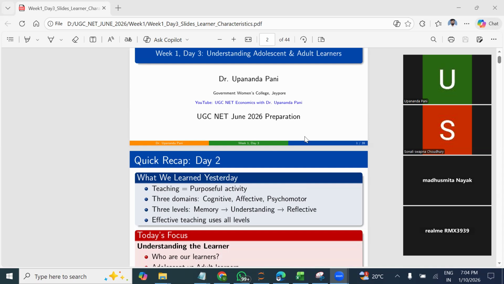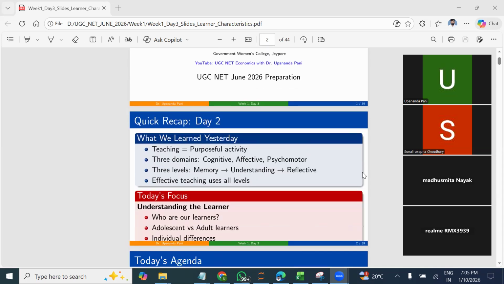Basically, today we'll be discussing understanding adolescent and adult learners' behavior, right? How we can address them or how we can understand them. So, what we did yesterday is we have discussed the teaching process. Basically, we have defined the teaching, and I have also written in the chat box.